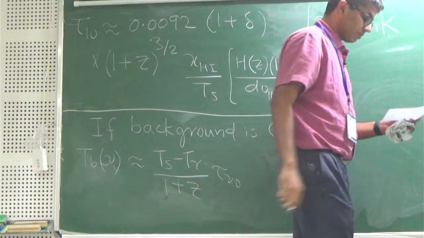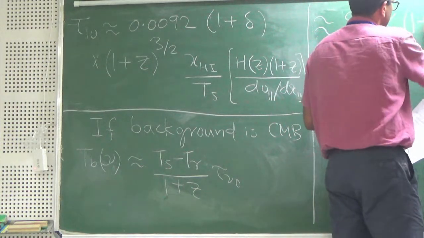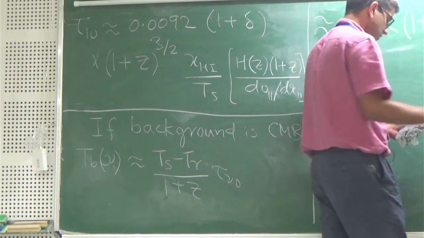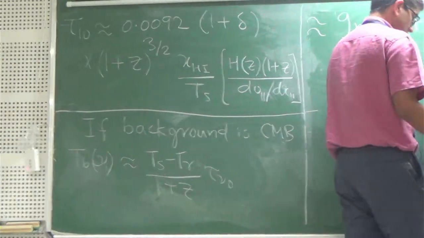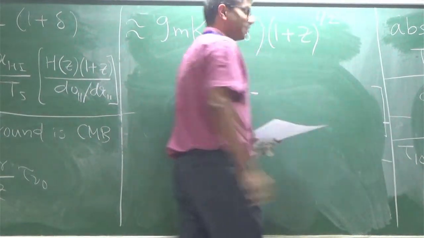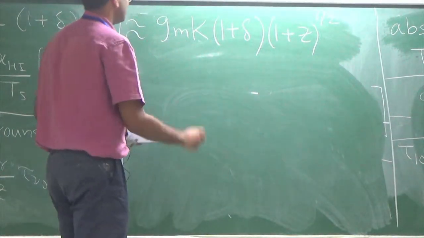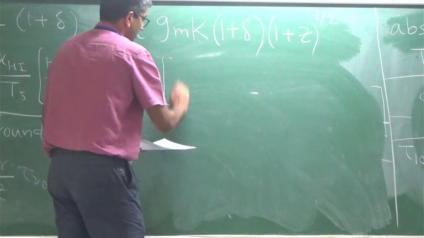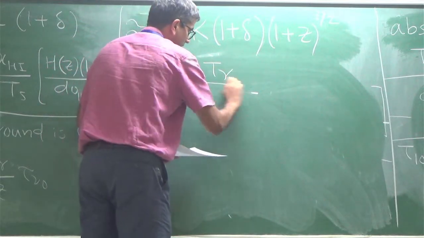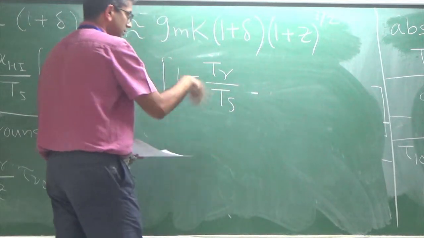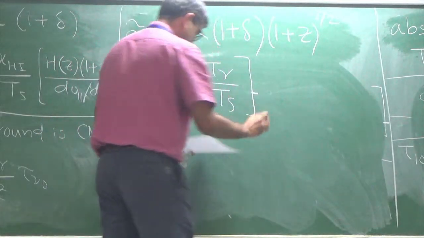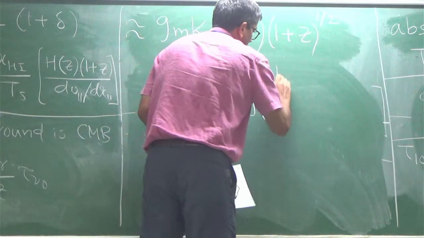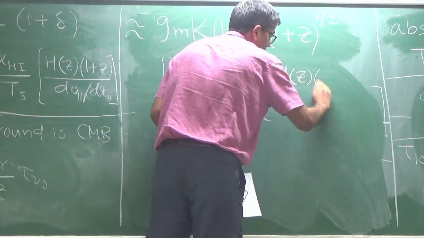Again, substitute these numbers and write down what this means. It takes the form 1 plus z to the square root, this famous term T gamma by Ts. Right? This is the important combination that all of us should have. And then this peculiar velocity.